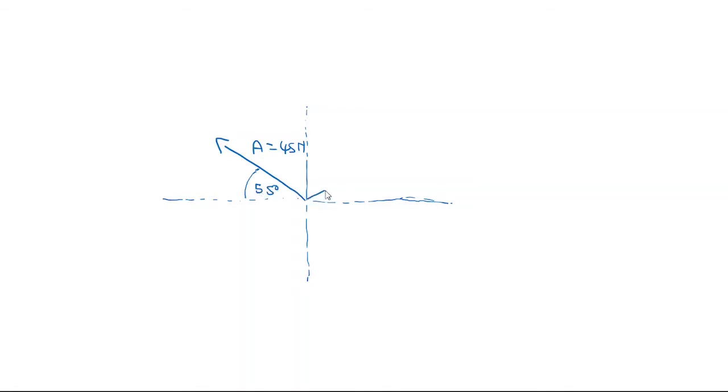Now, let's say I have another vector. So now I'm adding vectors that are not perpendicular. Let's call this vector B. This vector B is going to be smaller, since I've drawn it smaller. The magnitude of this vector B is going to be 40 Newton. Then let's say the angle here is going to be 28 degrees.